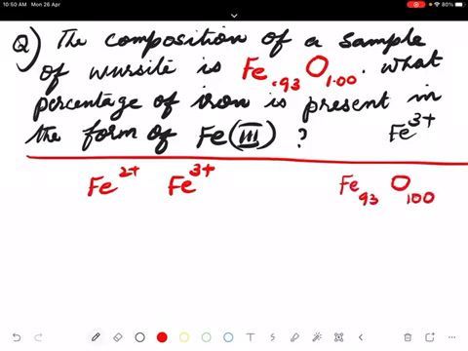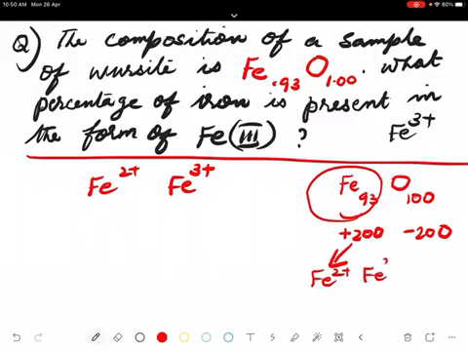So again you can take it in this form, Fe93O100, for easy calculation. So here again minus 200 negative charges, so there should be plus 200 positive charges. This positive charge is due to Fe2+ and Fe3+, both. Let plus 2 charges be due to Fe2+, so let it be x, giving 2x. And from plus 3, that is 93 minus x will be of plus 3, which is equal to 200.